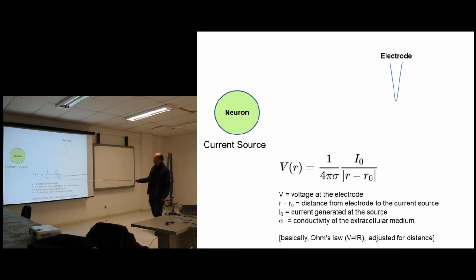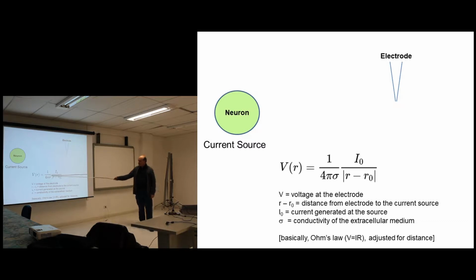Okay, so let's go over this equation one by one. VR is the voltage at the electrode. I0 is the current generated by the current source. And, well, what's all this stuff over here? This doesn't look like R. R minus R0 is the distance from the electrode to the current source. R just basically refers to radius because this is kind of like in a sphere. So R minus R0 is this distance from the electrode to the neuron.